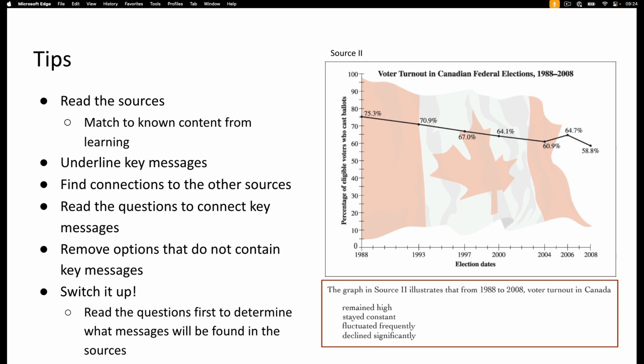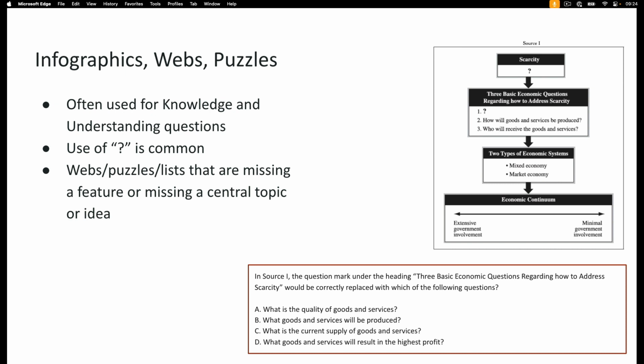So what types of sources will we see on these exams? Well, we'll see lots of infographics, we'll see webs, and we'll see puzzles. These are really important on testing your knowledge and understanding. You'll see lots of question marks in these sources. You'll have to identify what the missing piece is in these types of questions.